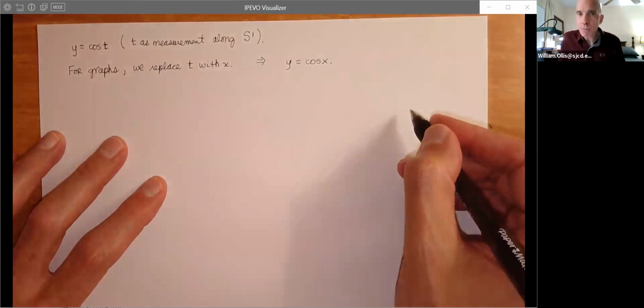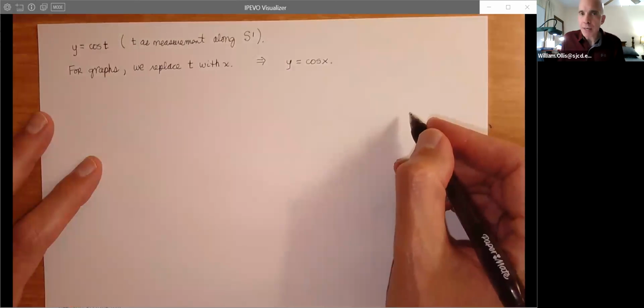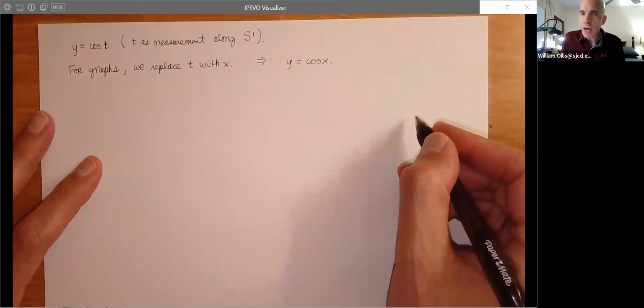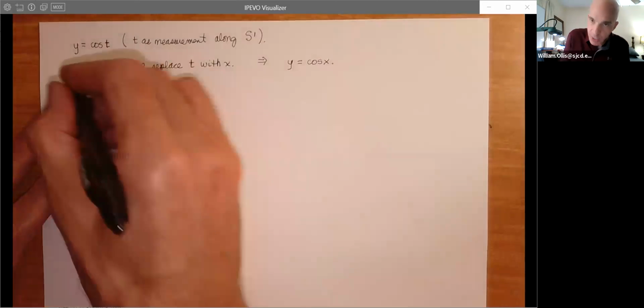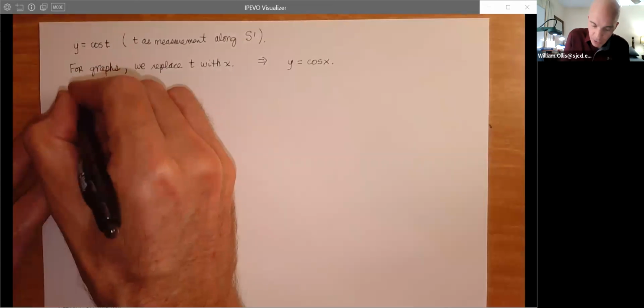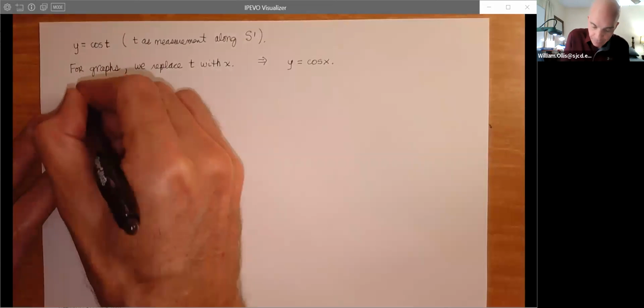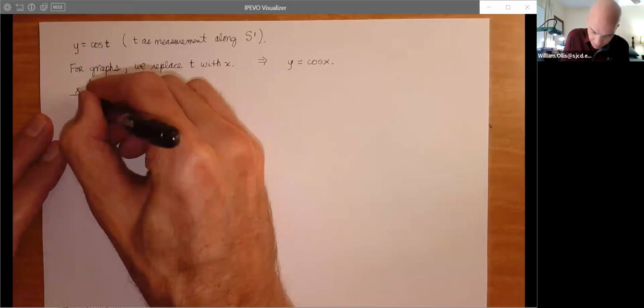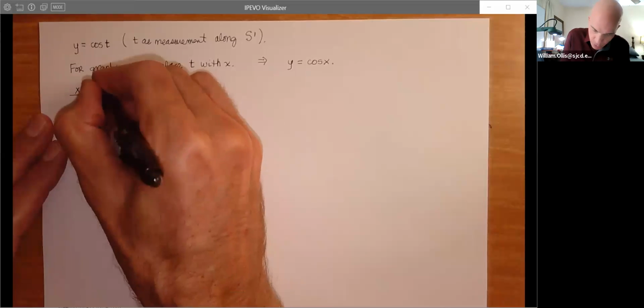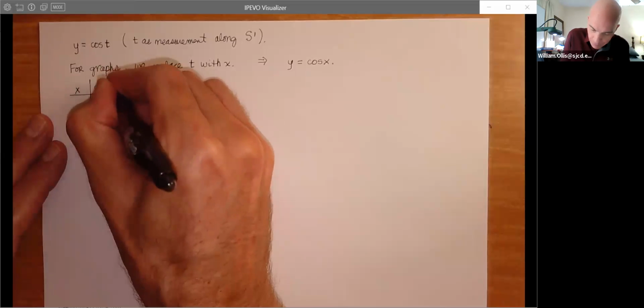Now, when it comes to graphing a cosine function, what I like to do, what Professor Ron likes to do, is look at the principal points from the unit circle. And these are the ones that follow. That is, values of x and cosine x. These are straight from the unit circle.